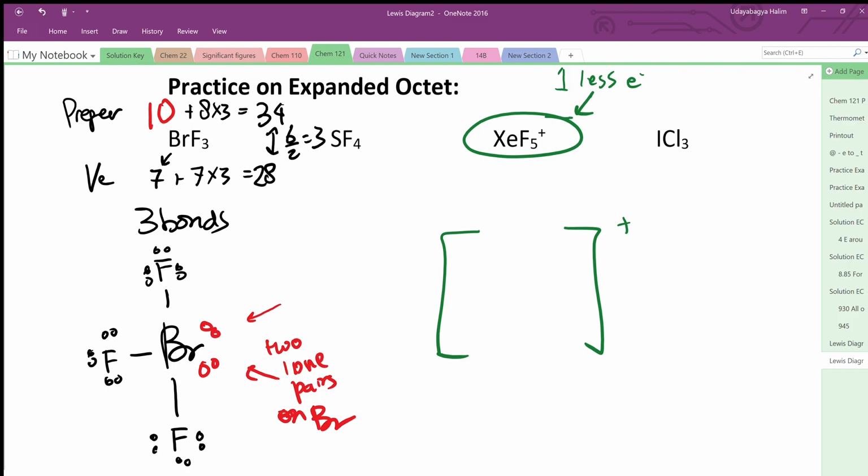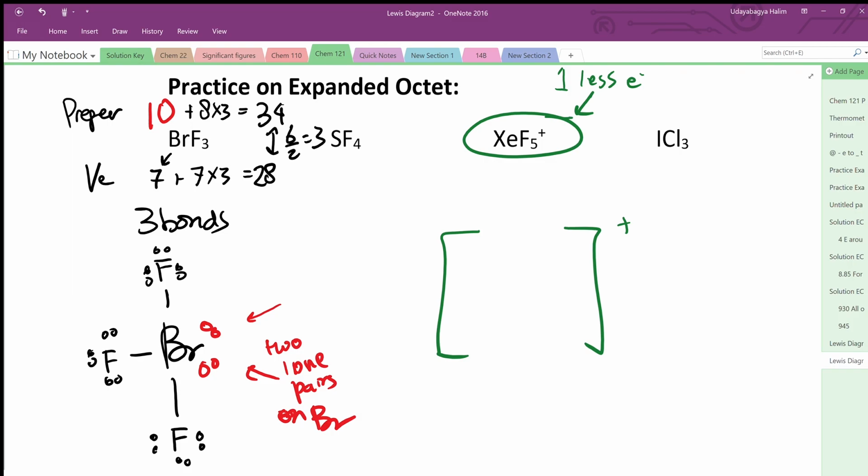You divide it by 2, so you get 2 bonds, right? But you don't have 2 bonds. You have 3 fluorines, so you need to have at least 3 bonds, right? So that means your guess is incorrect. This 8 is incorrect, so I should try a different number.